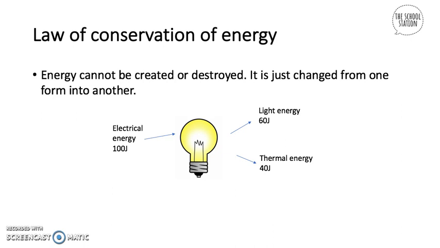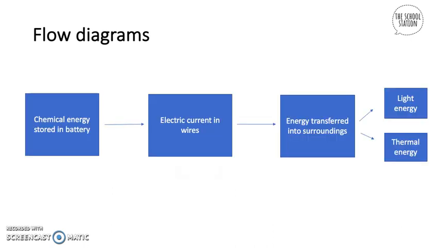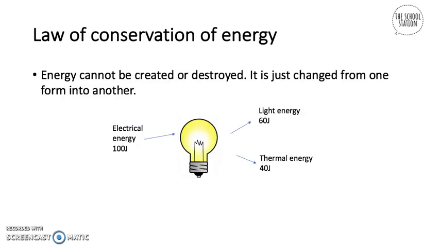So now that we know about the main types of energy and how it transfers on a daily basis, and also that however much energy you put in, it's always going to come out as the same amount of energy, now we can talk about some flow diagrams. We just saw our light bulb with the 100 joules of energy going in and the energy that is coming out.